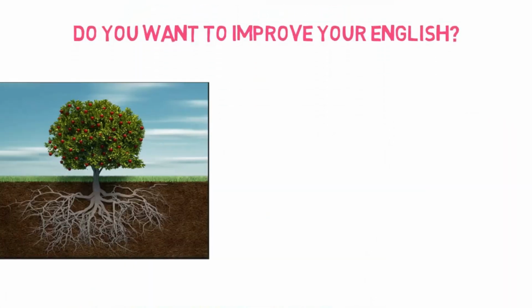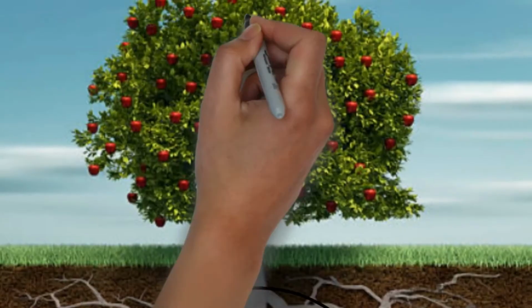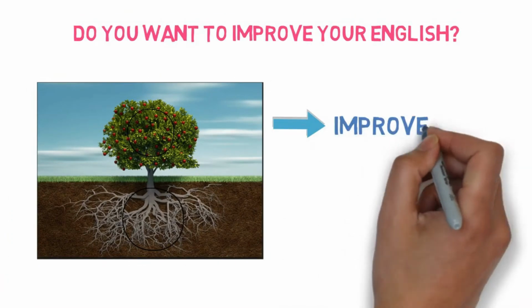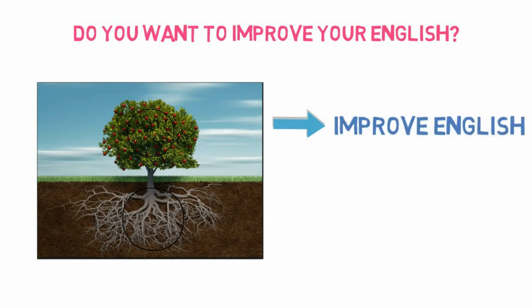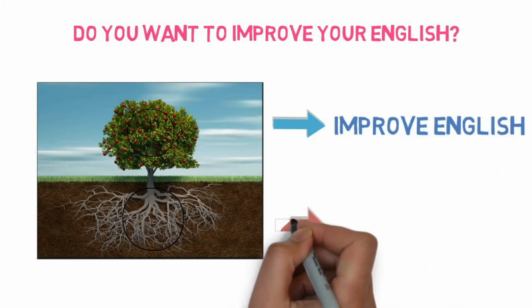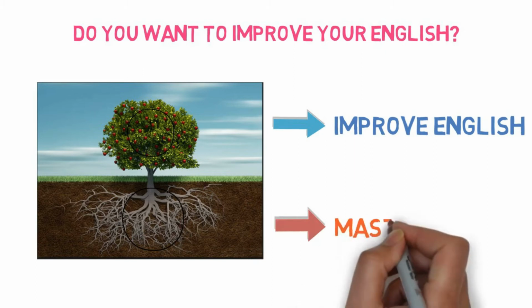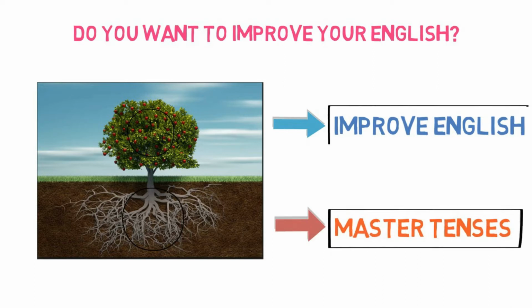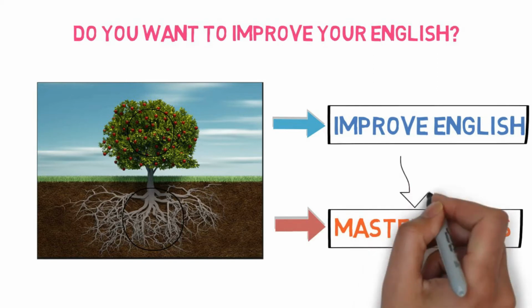We all know that we need to improve our roots to get good fruits. So, to get good fruits of English, we are now going to learn the roots of English. Yes, we are now going to learn tenses today. These are the main fundamental pillar for speaking and writing correct English, and you must learn them properly.